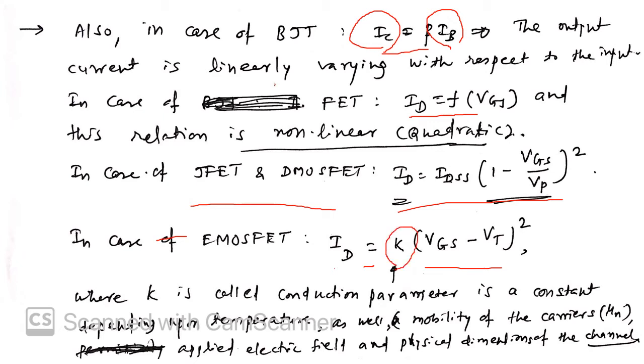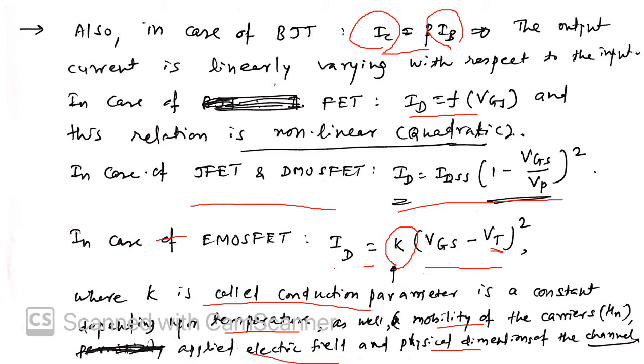It is called the conduction constant or conduction parameter, and it depends on the temperature, because it also depends on the mobility as well as the applied electric field as well as the physical dimension of the channel. Okay, and VT is the threshold voltage, the minimum gate-source voltage required to make the E-MOSFET active, that is, to have sufficient ID current, right?